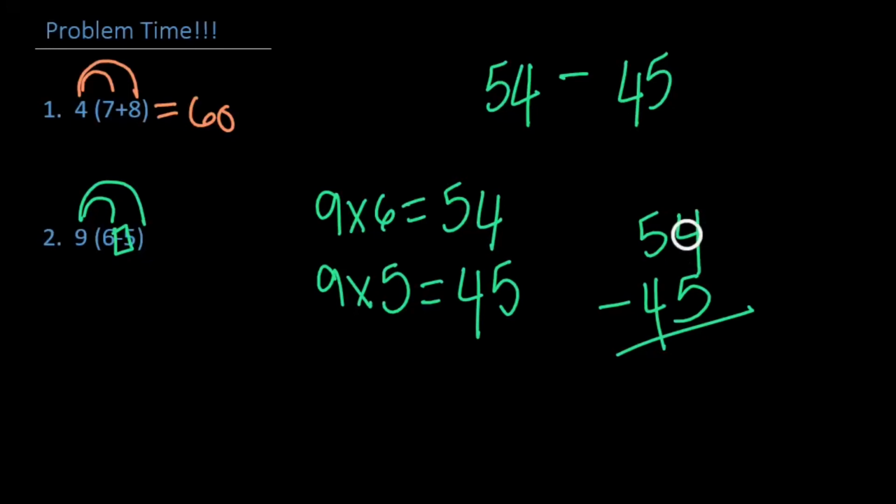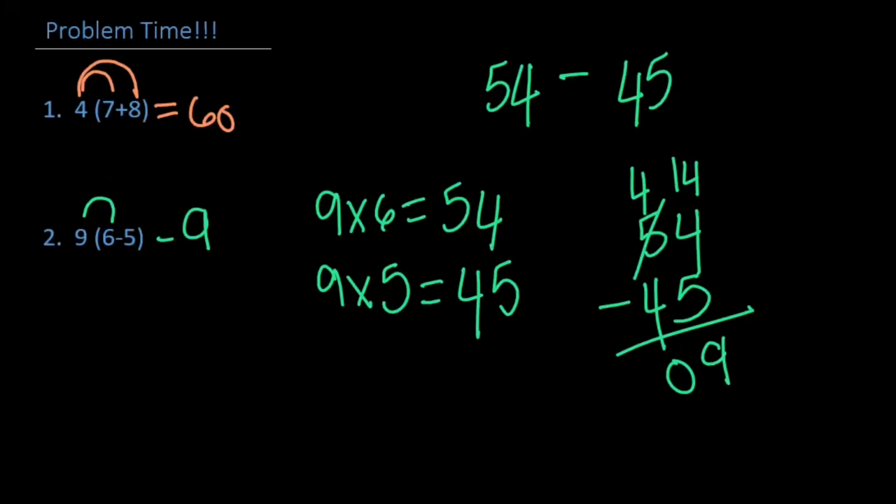Okay, so 5 cannot be subtracted from 4, so we regroup. We cross the 5 off. The 5 becomes a 4, and the 4 becomes 14. So 14 minus 5 is equal to 9. And since we have a 4 now instead of a 5, 4 minus 4 is equal to 0. So our answer is 9.